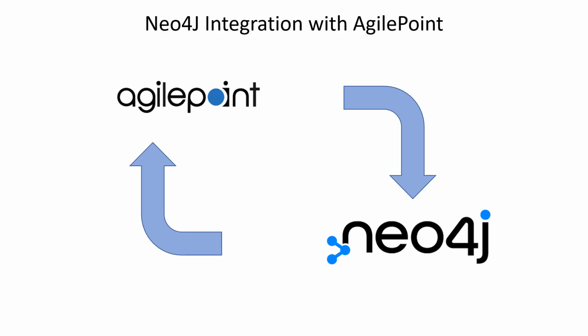Hello everyone. In this video, we are going to see Neo4j integration with AgilePoint. Neo4j is a graph database system that stores data in the form of nodes and relationships, making it easy to analyze connections between different data points. It is optimized for handling complex relationships and uses the Cypher query language for efficient data retrieval.